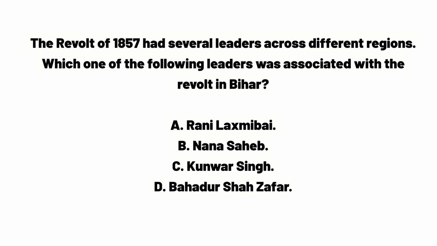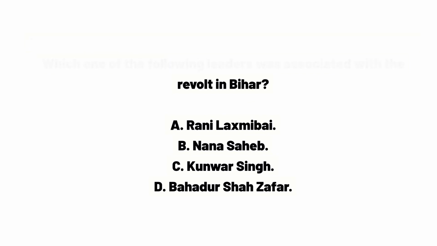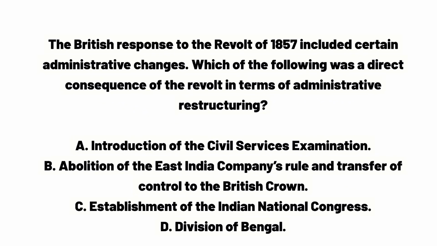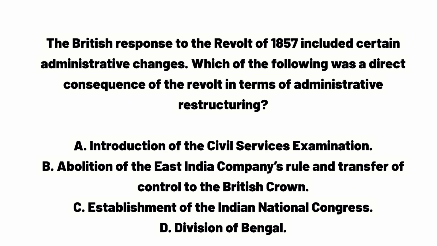The revolt of 1857 had several leaders across different regions. Which one of the following leaders was associated with the revolt in Bihar? A. Rani Laxmibai. B. Nana Saheb. C. Kumwar Singh. D. Bahadur Shah Zafar. Answer. C. Kumwar Singh.